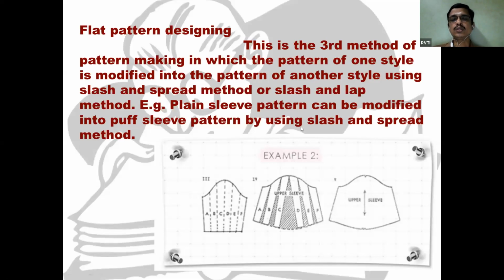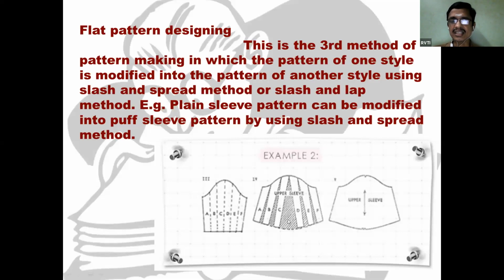And there are two important methods used. One is slash and spread method. Slash and lap method means I have to slash and lap, overlap the pattern pieces. That is known as slash and lap method. For example, the reverse: suppose I want to modify a puff sleeve into a plain sleeve, I have to do the slash and lap method. Here, what do you mean by slash?